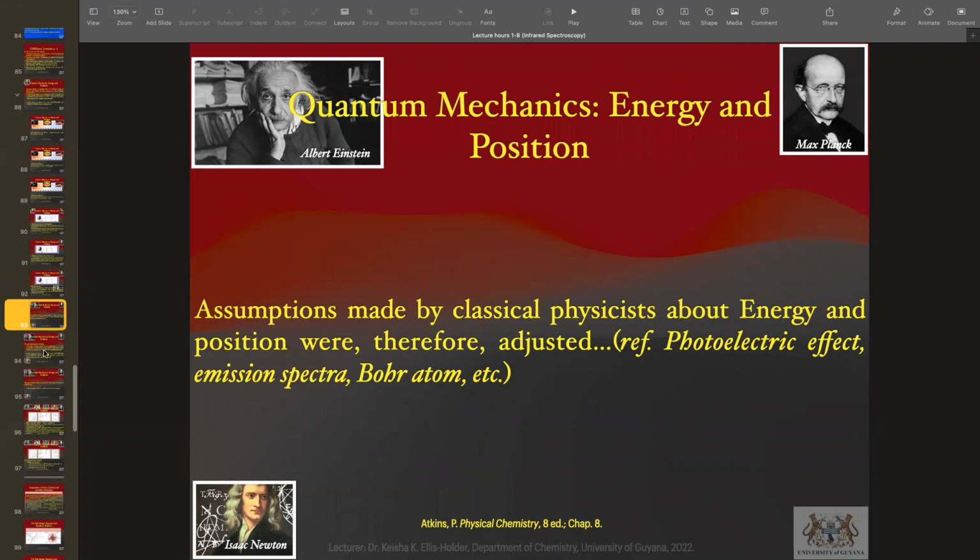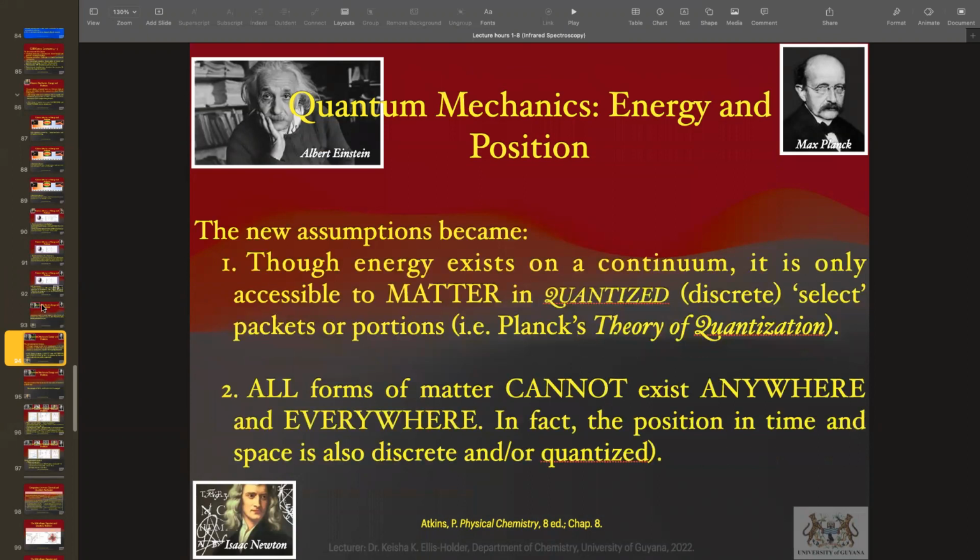And among them would be various types of experiments, including the photoelectric experiment and also emission spectra and so on and so on. We're probably going to touch on it a little bit, but not go into too much depth. But essentially, the take-home point here is for you to see that as a result of that inclusion by Max Planck, which is the theory or the concept of quantization, the assumptions that undergirded classical mechanics will now change. One, though energy exists as a continuum, it will now be seen as being accessible to matter in a quantized, discrete, select form. Okay, that was a pivotal game changer.